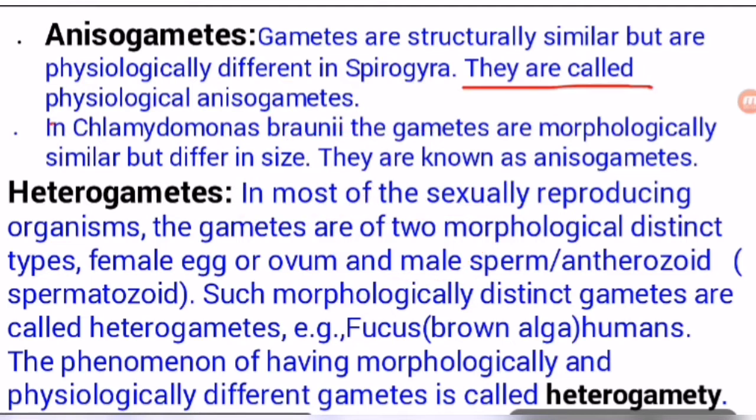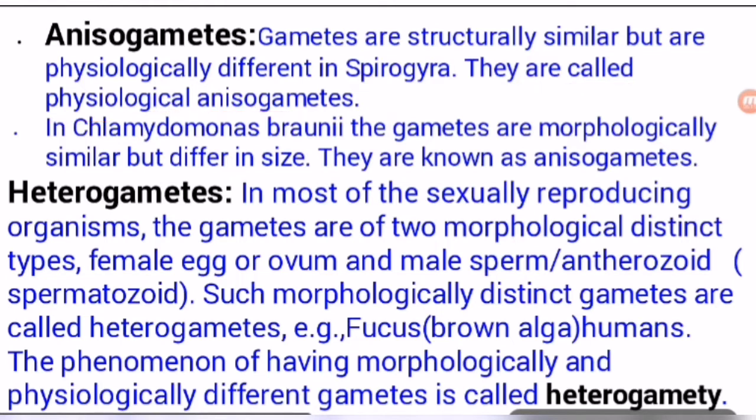They are called physiological anisogametes. Anisogametes are of two types: physiological anisogametes or anisogametes. Sometimes the structures are the same and the physiology is different, so physiological anisogamete, but sometimes they are totally different in structure as well as physiology. That is why these are totally anisogametes.